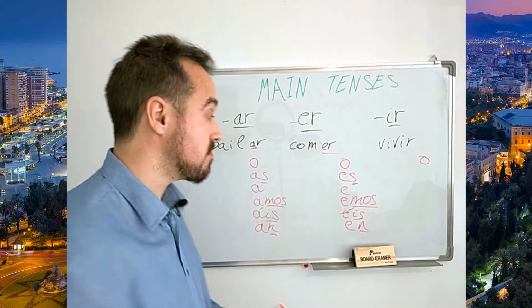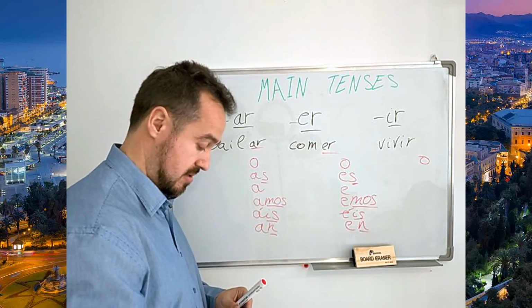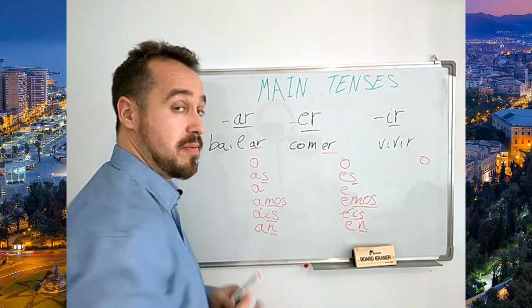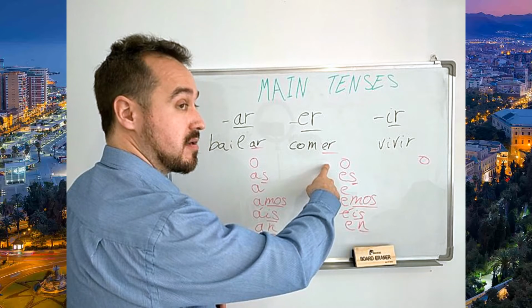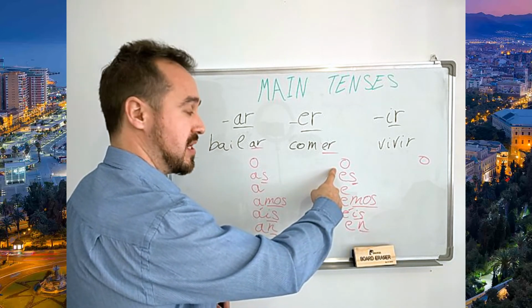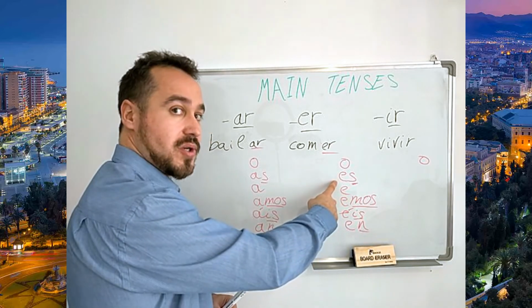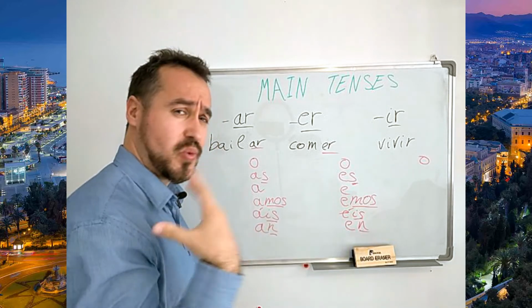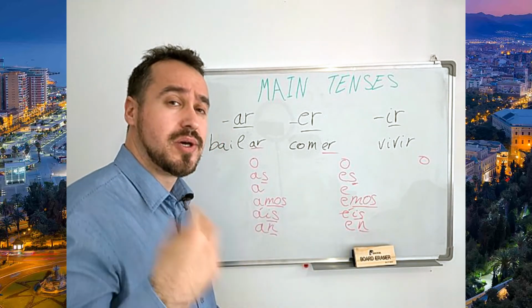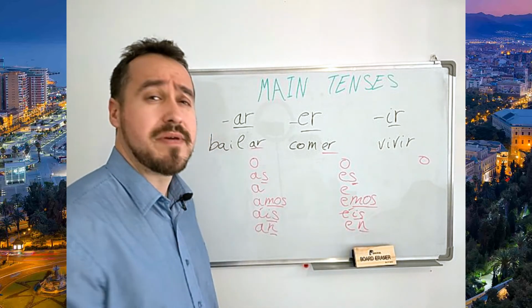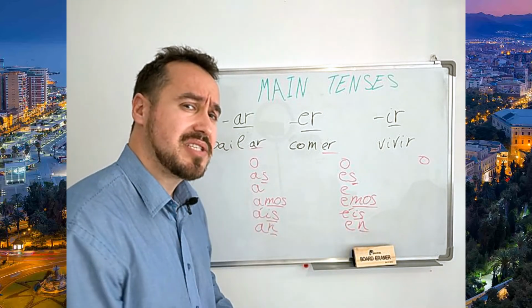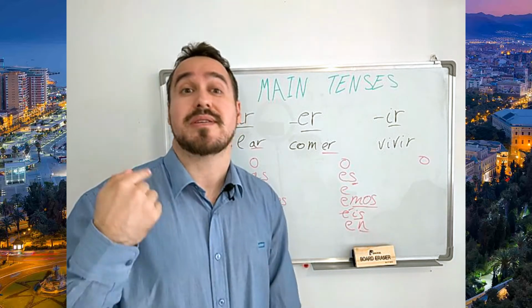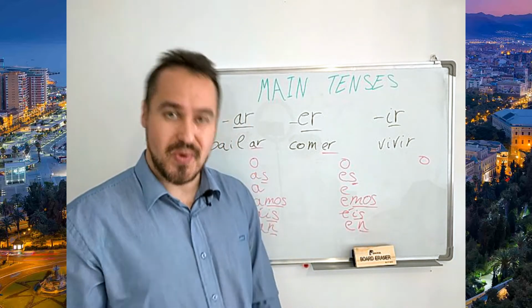The same. To eat. Como, comes, come, comemos, coméis, comen. So comer goes to como, I eat. Comes, you eat. Come, he, she eats. Comemos, we eat. Coméis, you plural eat. Comen, they eat. Simple.